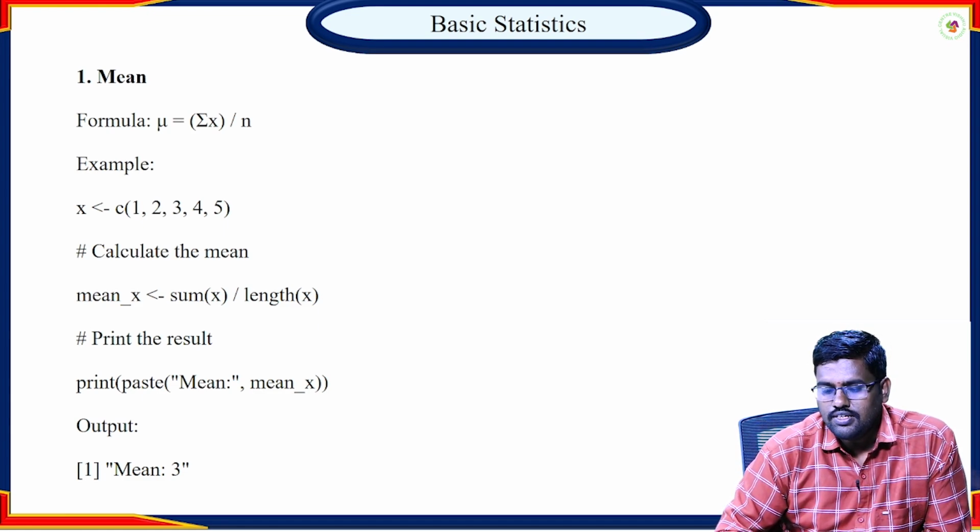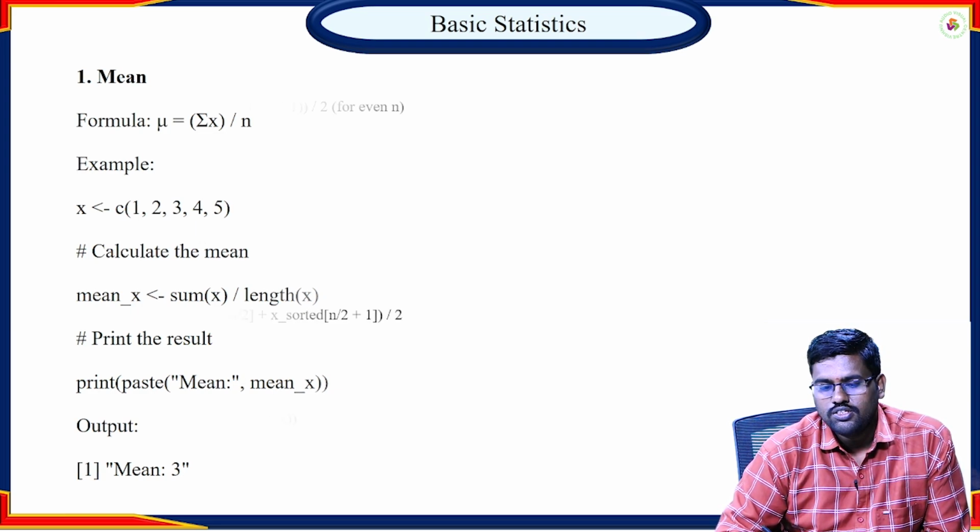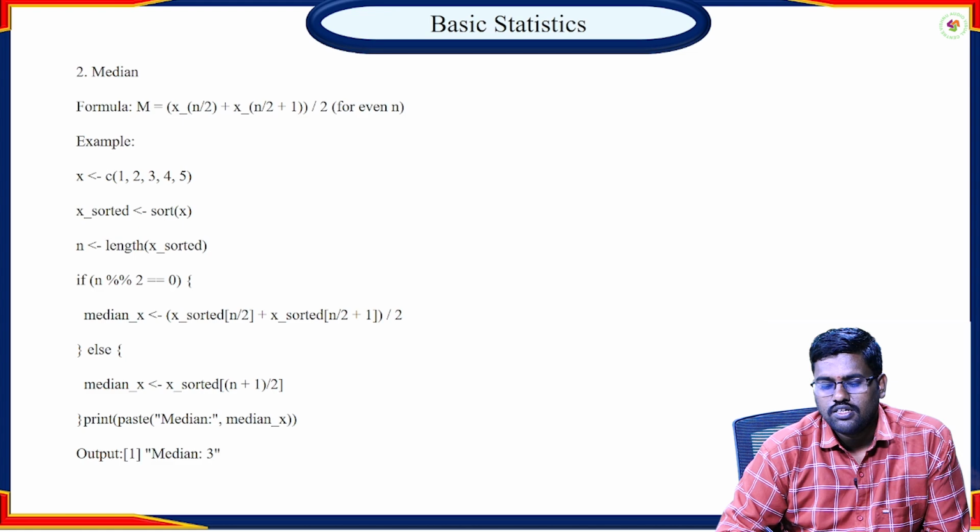So, mean means the sum of all the numbers divided by the total number of values. That's why I defined it in the formula itself. Next one, median. For this one, I have given the formula.